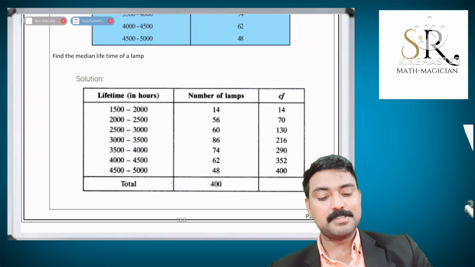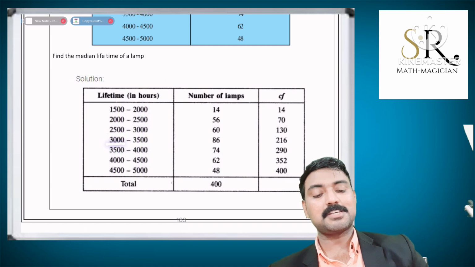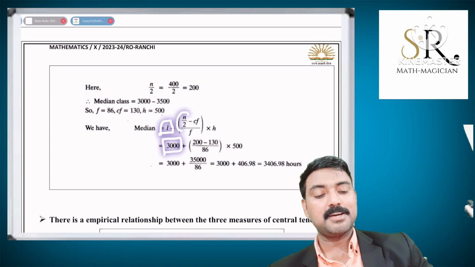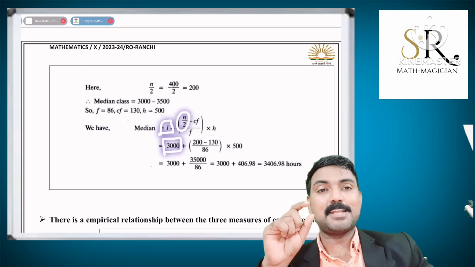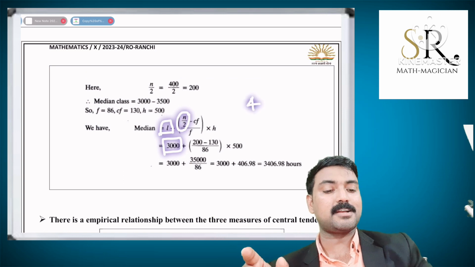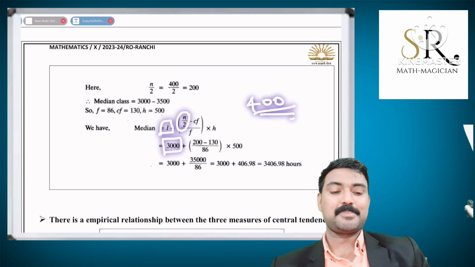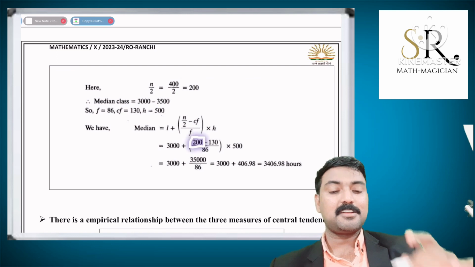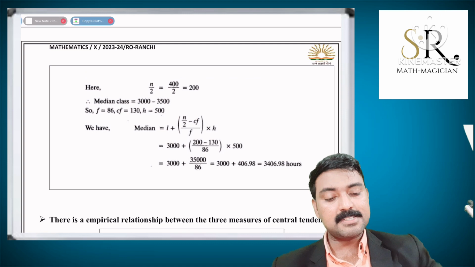What is the lower limit of this median class? This is all lower limit, this is all upper limit. So what's the lower limit here? 3000. So 3000 is the lower limit. In the place of L, we can give 3000. What is n by 2? N means number of observations. What is the total number of lamps here? 400. So n is 400. So n by 2 means 400 by 2. What is 400 by 2? 200.